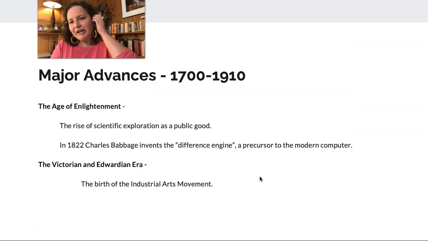So we're going to fast forward quite a bit to the Age of Enlightenment. And the Age of Enlightenment is kind of an interesting phase in our own development to think about. It's where scientific exploration and, conversely, technology kind of came into its own as a field. So you started to see people actually doing science.